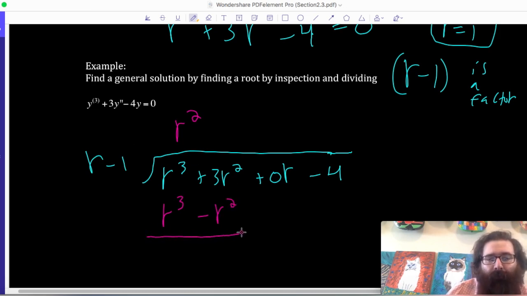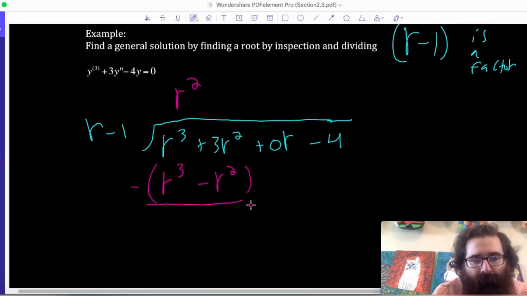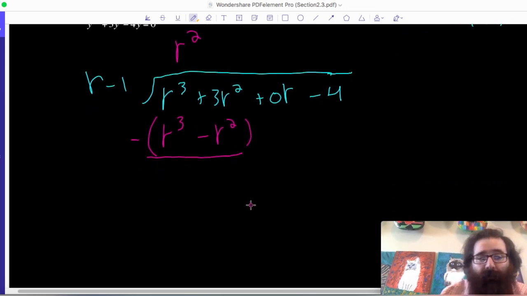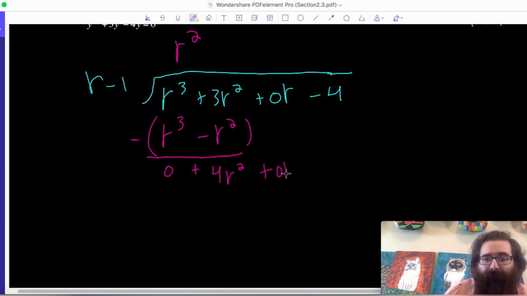Now remember, with long division, we want to subtract. And remember to distribute your subtraction. r cubed minus r cubed gives me 0, which is why we picked it, so that should always happen. 3r squared minus negative r squared gives me a positive 4r squared. And drop the rest down, plus 0r minus 4.